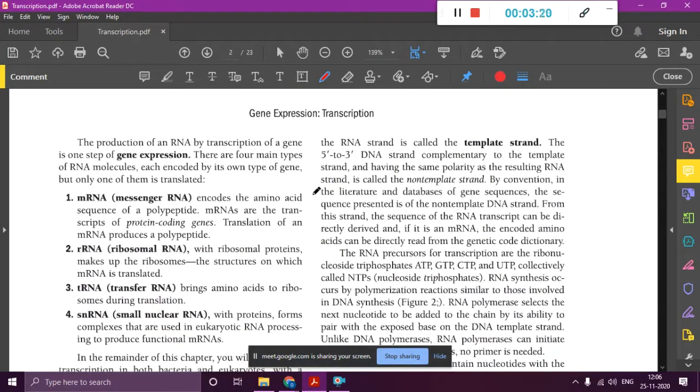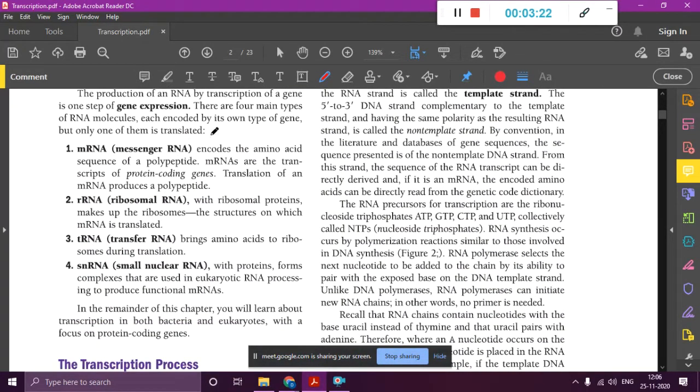So, the four types of RNA which are present in the cell. First is the messenger RNA. The function of a messenger RNA, as you have read before, is to encode the amino acid sequence of a polypeptide or a protein. Depending on the sequence of the messenger RNA, you have that same sequence of amino acids coming out in that polypeptide. So, mRNAs are the transcripts of protein coding genes. The translation of an mRNA on the ribosome produces a polypeptide.